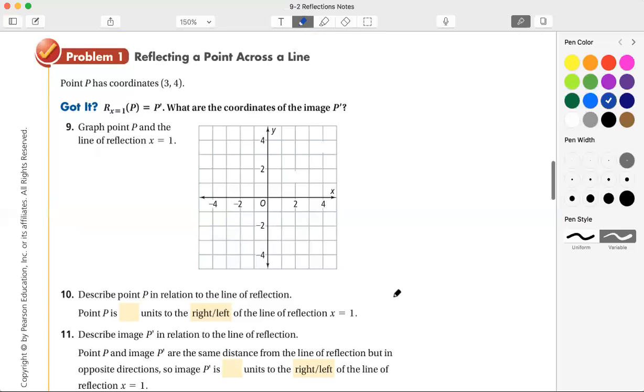So let's try reflecting. Point P has coordinates 3, 4. So R sub x equals 1 of P equals P prime. What are the coordinates of the image P prime? Okay, so the first thing is we're going to graph the point P and then the line of reflection x equals 1. So the point P is at 3, 4. Here is the point P, and here is the line x equals 1.